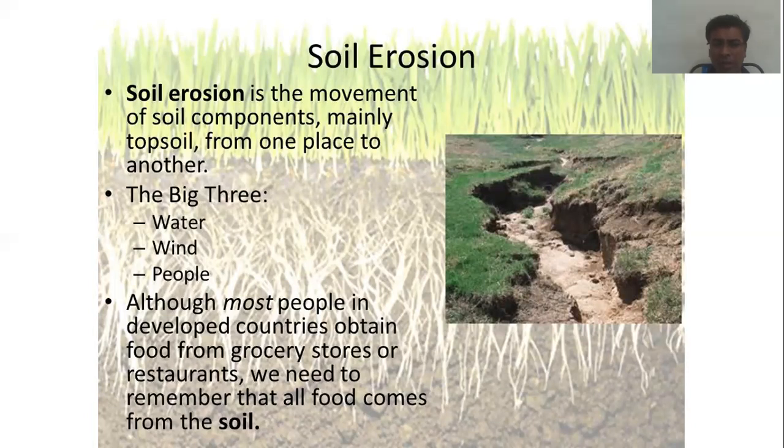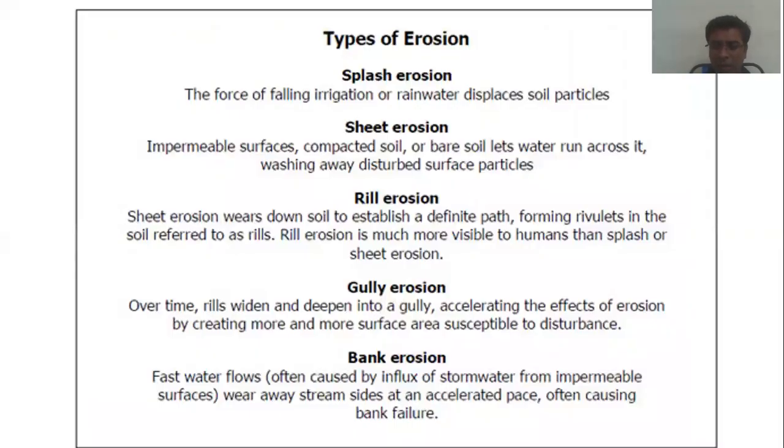This soil gets affected in three ways: because of water, wind and people, that is human activities. These are the three major causes of soil erosion. Soil erosion because of water is mainly classified into categories: splash erosion, sheet erosion, rill erosion, gully erosion, and bank erosion. First I will start with sheet erosion.